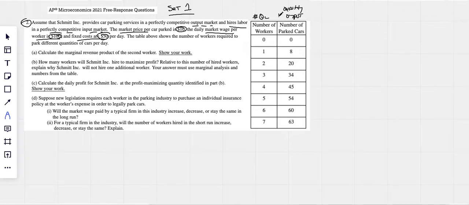I like to think of it as total product, right? It is your total product of number of cars parked per worker. Two workers working together can park 20, three can do 34, four can do 45. It is your total product.